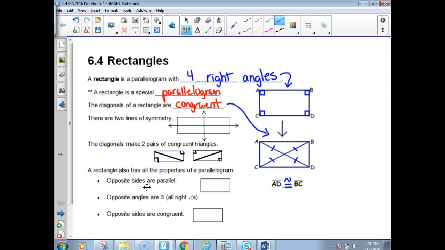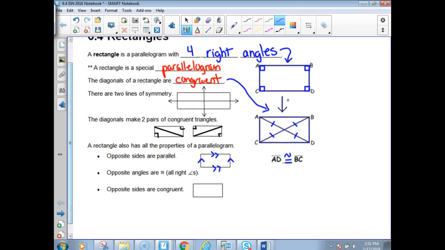A rectangle also has the properties of a parallelogram. Opposite sides are parallel. So the top side will do double arrows. Those are parallel. The left and the right sides are parallel. Top and the bottom, left and right. All the angles are congruent because they're all right angles. I'm not going to make a picture for that. We've already got it right up there. And opposite sides are congruent, so we would know that the left and the right side have the same measure, and the top and the bottom have the same measure.